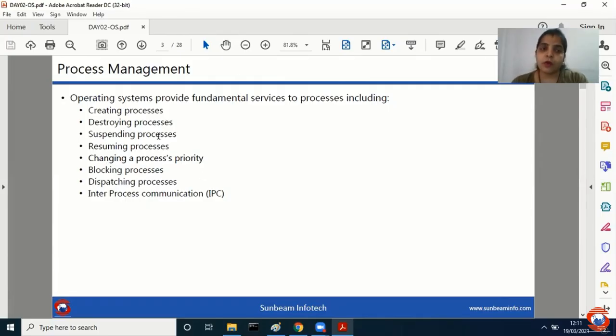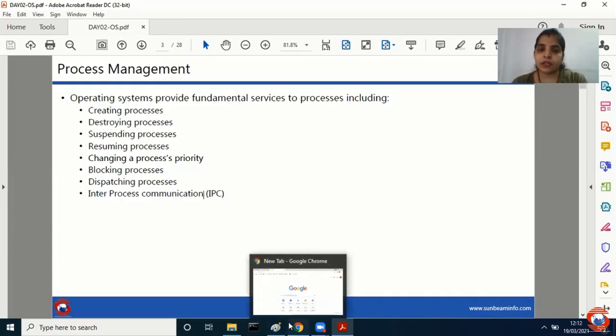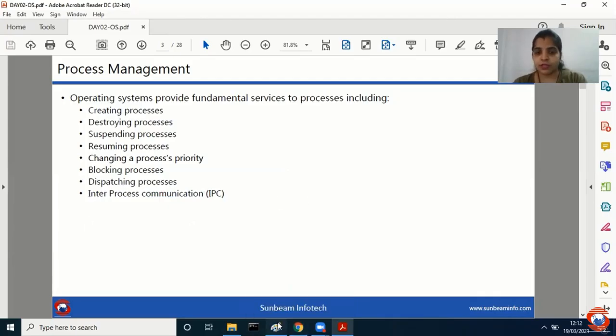Maybe I'm saying now I want this process to execute first, so I'm changing the priority of that process. Maybe I wish to stop some process execution, that is blocking the process. Maybe I wish to dispatch the process from main memory to disk and disk to main memory. And then there is something called inter-process communication, where one or two processes can communicate with each other, that is inter-process communication.